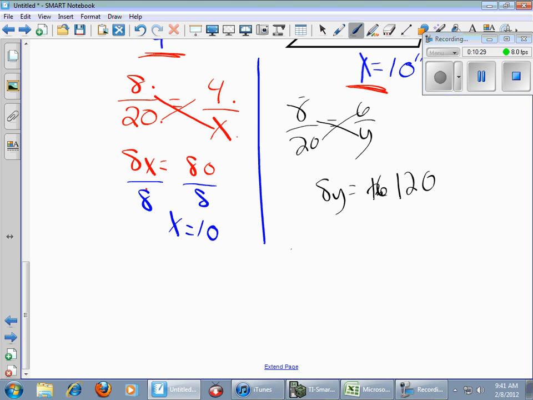I'm going to divide by 8. I never like to divide by 8. Dividing by 8 is a pain. But I know 2 times 2 times 2 is 8. So I'm just going to try to cut this number in half 3 times. So 120 cut in half is 60. 60 cut in half is 30. And 30 cut in half is 15. Therefore, y is 15 inches.